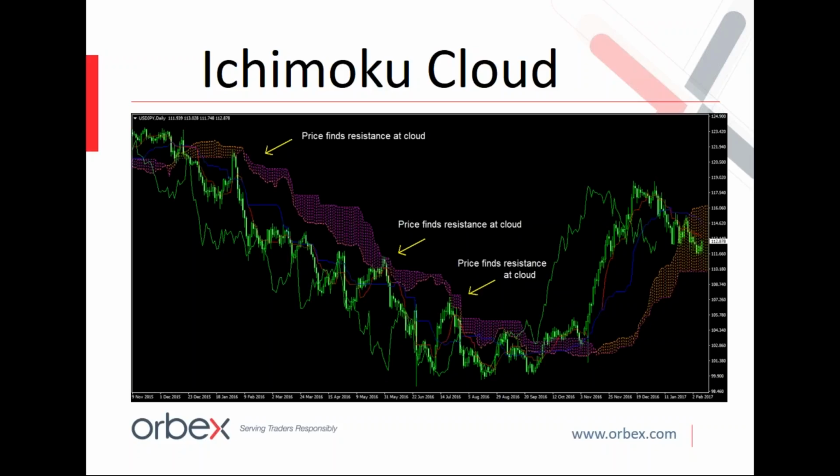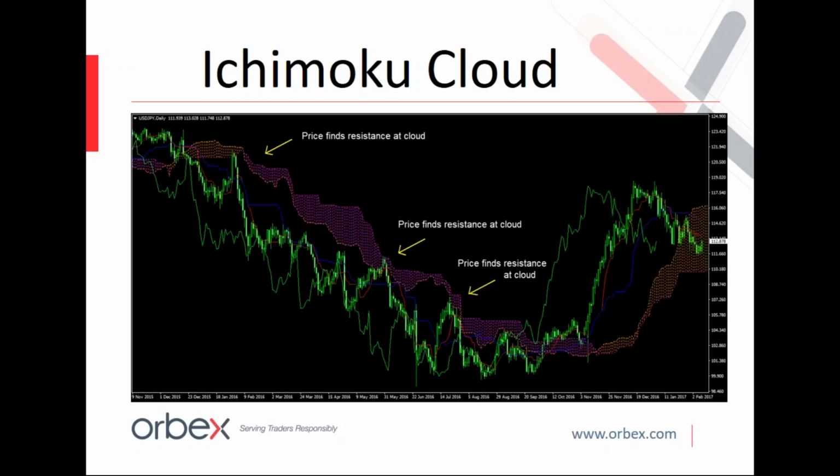cloud. And these lines can be thought of in the same way that we would use typical moving average crossovers, okay, where we're looking for the shorter term line to cross the longer term line to the upside for a bullish signal, and the shorter term line to cross below the longer term line for a bearish signal. So we've already established that price above the cloud is bullish and that price below the cloud is bearish.